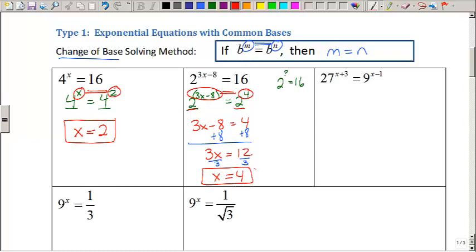You're always welcome to check your work. If you want to check your work, you would just replace 4 in every time you see an x and see if that does truly multiply to 16. We have 2 to the 12 minus 8. We're hoping that's 16. 2 to the 4, is that 16? Well, yes, it does check out. This is not a requirement, but if you'd like to check your work to see if you're doing it right, you're welcome to do that.